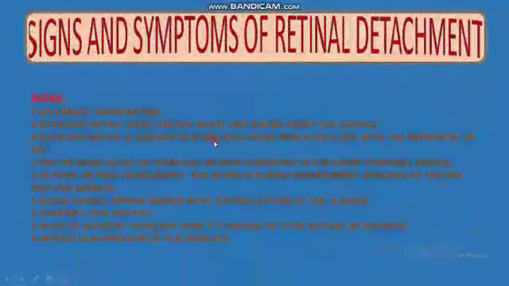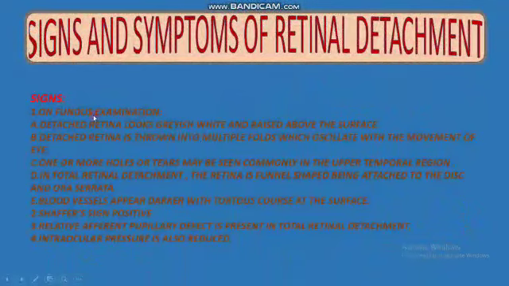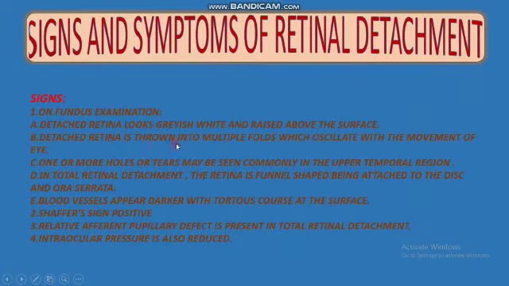Now signs of the retinal detachment: on fundus examination what we see, detached retina looks greyish white and raised above the surface. Detached retina is thrown into multiple folds which oscillate with the movement of the eye. One or more holes or tears may be seen, commonly in the upper temporal region.